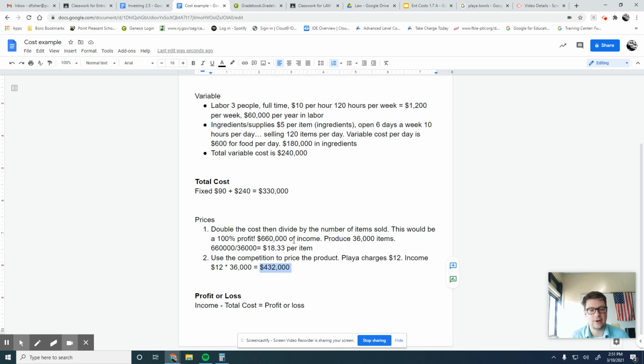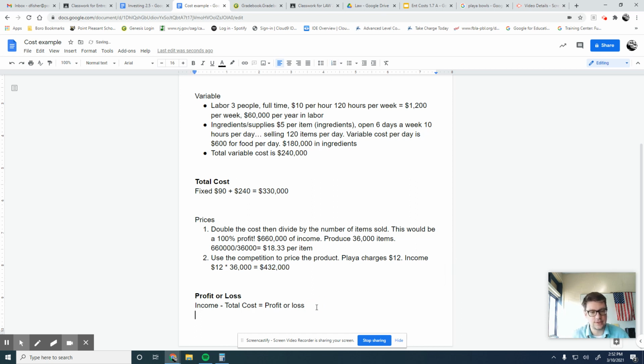So how do I find my profit or loss? It's easy. We already know, and at this point, if you notice your total cost is more than your income, then something's got to give. You really do need to go back and figure out how you can reduce your costs or increase your price or sell more items or whatever.